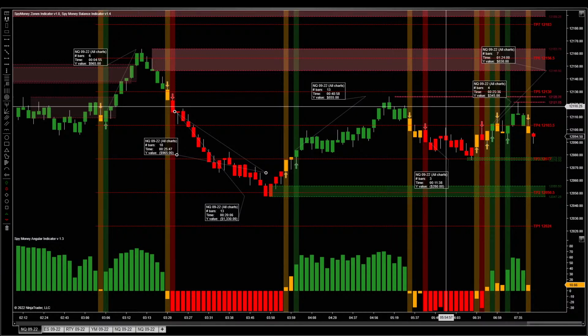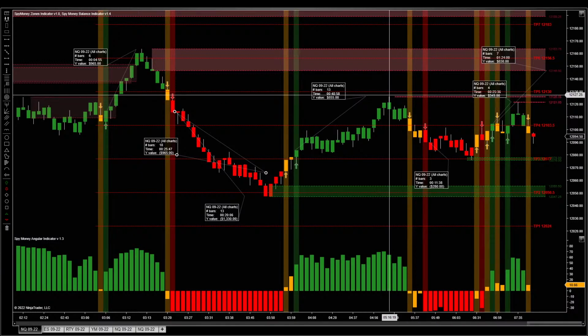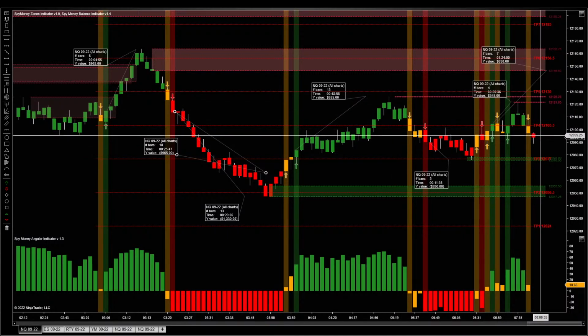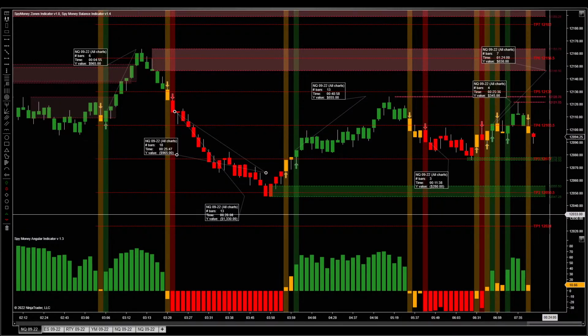When you get this one, you're seeing that you have a high here, and you never broke that high, and it started pulling back. That's a sign that it's probably going to keep on coming down.